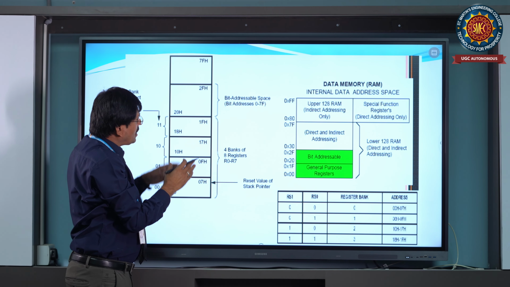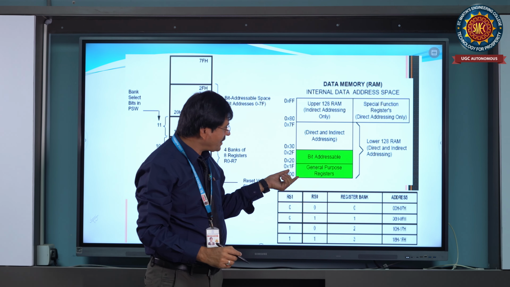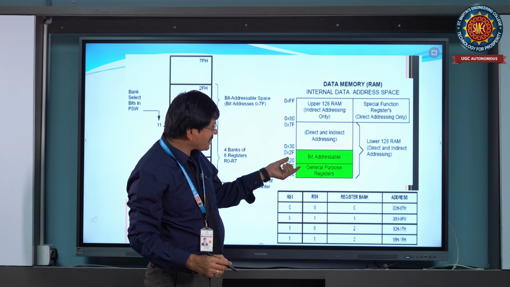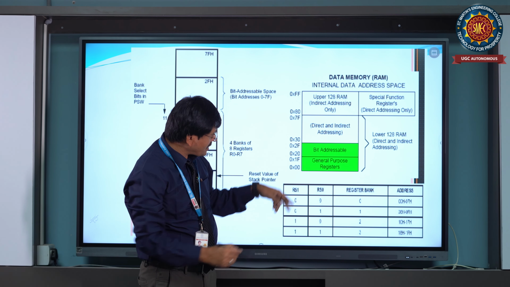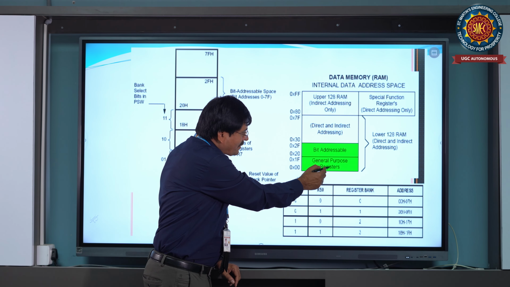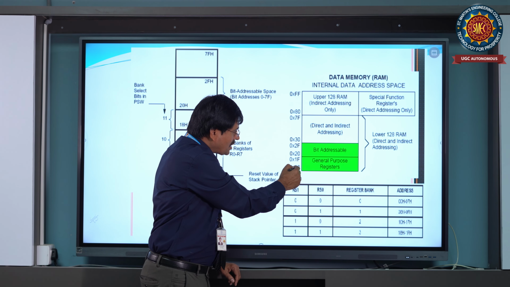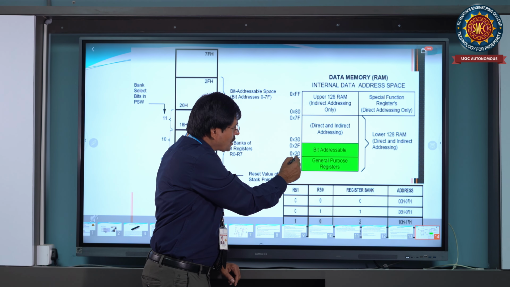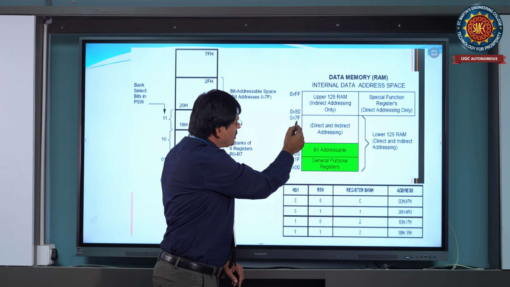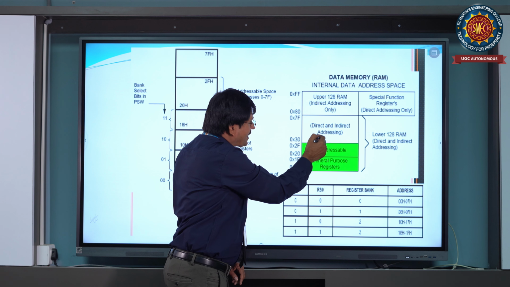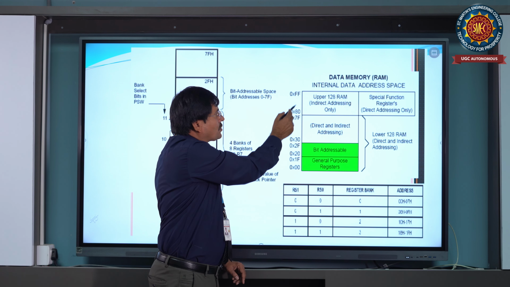So that is a general purpose memory space, and here we can see the complete structure of the internal RAM, the lower RAM and upper RAM. The first 16 bytes are occupied by the general purpose registers. So all the bank registers occupy the memory locations 00 to 1FH, and 20H to 2FH is bit addressable memory, and 30H to 7FH is direct and indirect addressing memory. The rest is the upper RAM, which occupies 80H to FFH.